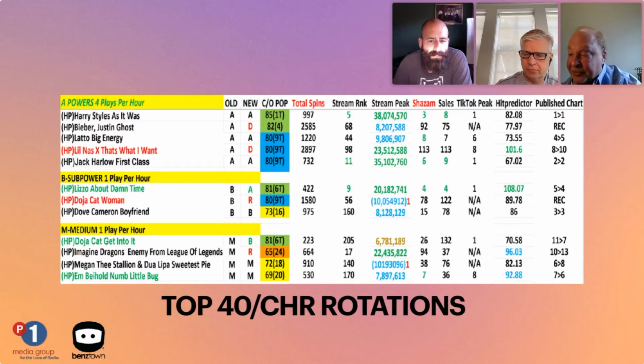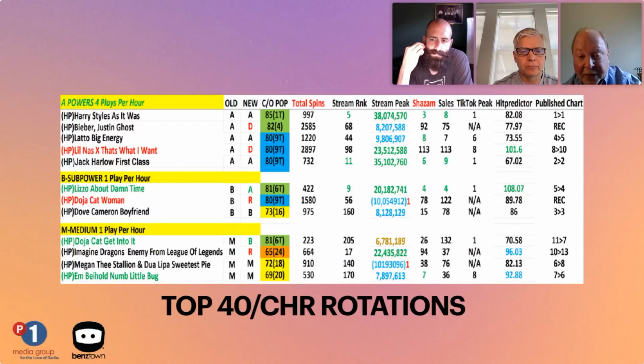Both Lil Nas and Justin Bieber had good scores, but they have reasonably high spins, so they're not quite as strong as they were. And I saw Lizzo there in B. It's got a huge stream peak of 20 million. It's number 9 in streaming. It's 4 in Shazam, 4 in sales, as well as having strong call out. I'm going to move that up to A this week. And that's going to be the only song I move to A. Okay. And then you see Lil Nas and Bieber are going to move to D. That's the down powers.